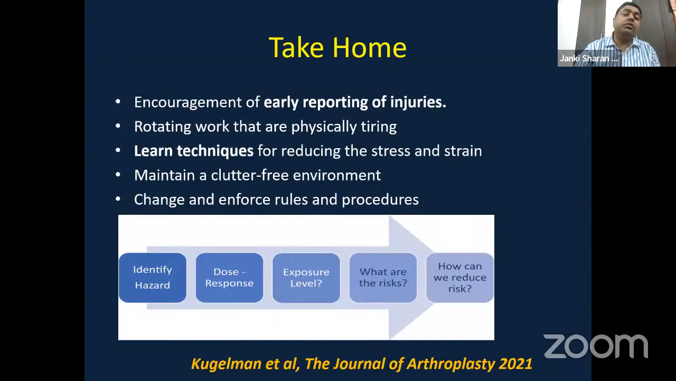The take home of this talk is to encourage early reporting of injury and to rotate work that is physically tiring. You should have teamwork, learn techniques for reducing stress and strain, maintain a clutter-free environment, and change and enforce rules and procedures whenever necessary. And you should know what the risks are and how we can reduce them. Thank you very much.